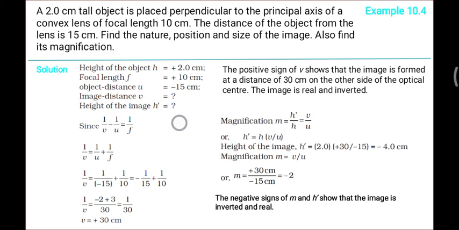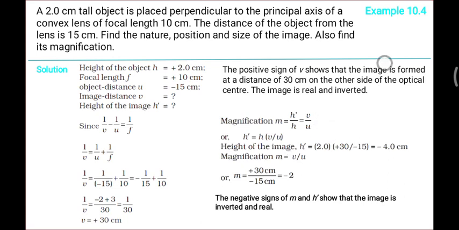Is it okay? So the positive sign of v shows that the image is formed at a distance of 30 centimeter on the other side of the optical center, and it is real and inverted. Okay, this judgment you can't make. Real you can. Inverted, how do you make it? Inverted you can say after calculating this scenario. What is the magnification?